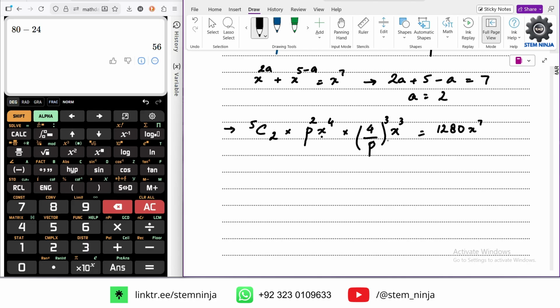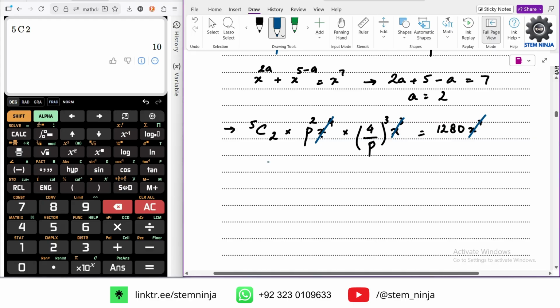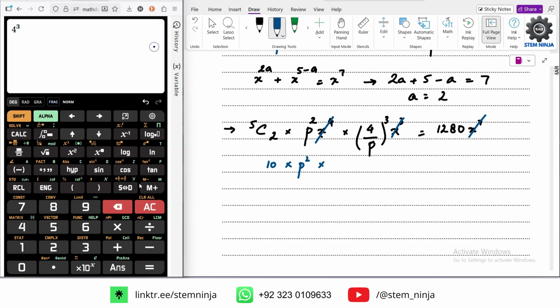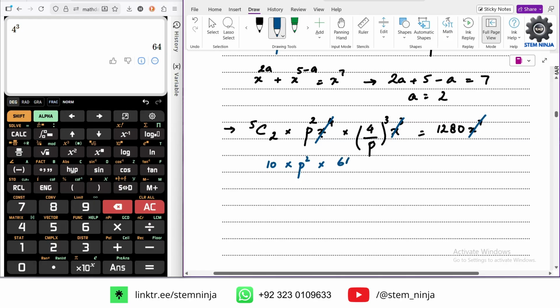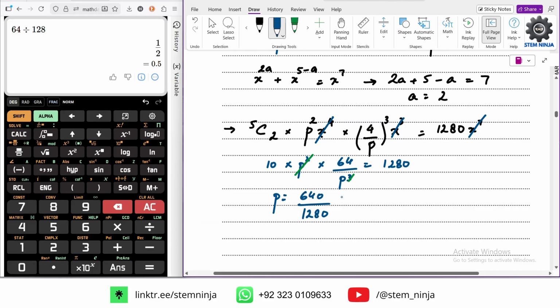Right, so we can cancel out this x raised to power 7 because that's not what we're looking for. So therefore this is 5C2, 10, times p squared times 4 cubed, 64, p cubed equals 1280. So p squared, p cubed cancel, so only p is left. So therefore p is 640 divided by 1280. So 64 divided by 128 is 1 over 2.